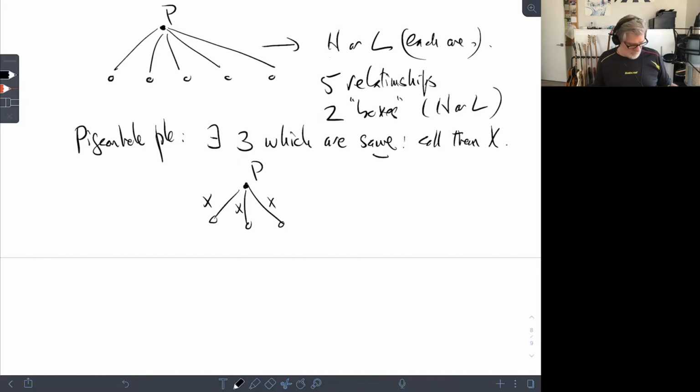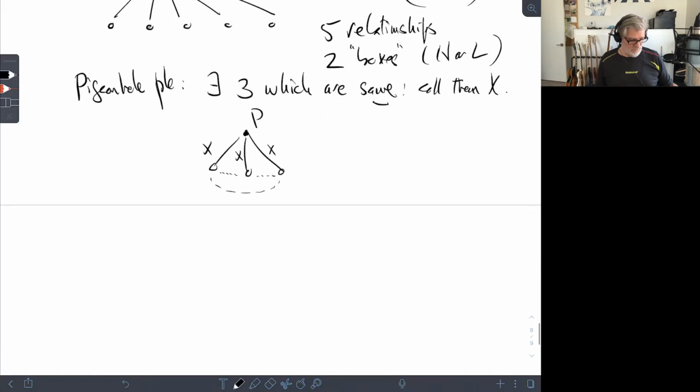What do you do now? What I want to show is that there's a love triangle or a hate triangle, right? So let's consider now the relationships between these three people. Suppose that in between one of these two, there's an X. We win. Yes? Everybody sees this?